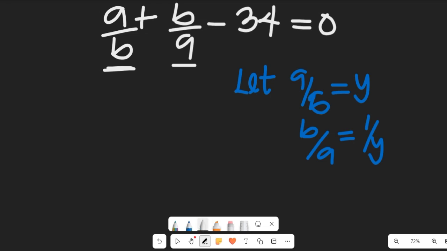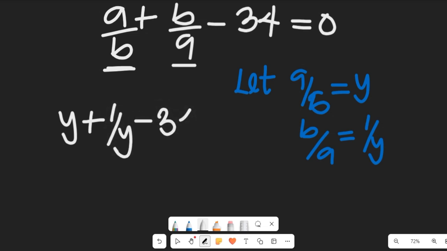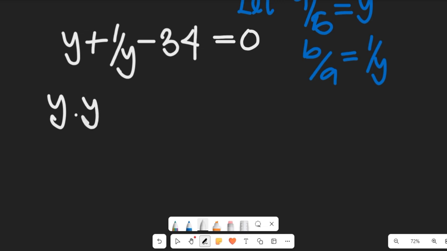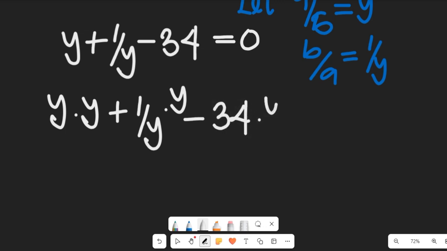So that means that expression is now going to give us y plus 1 divided by y minus 34 will be equal to 0. Now we can simplify this expression. Either we take the LCM of all through, or we multiply all through by y, hence removing the denominator, which is a y. So we'll have y multiplying y plus 1 divided by y multiplying y minus 34 multiplying y, and this will be equal to 0.